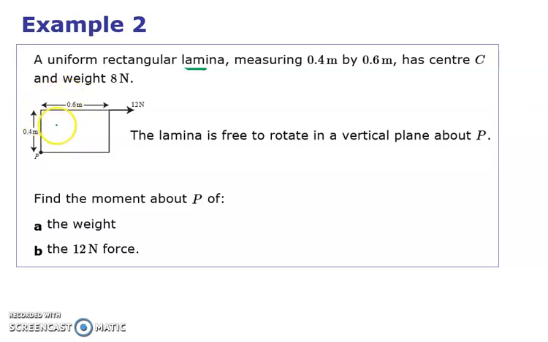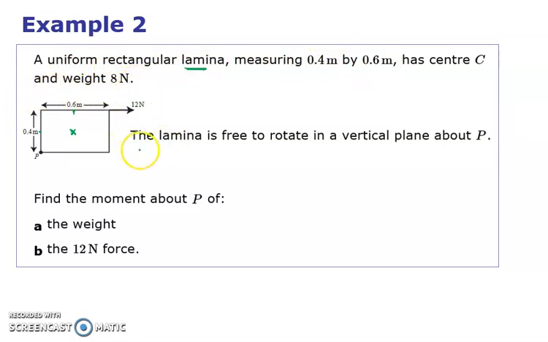Now, something you should be aware of is the lamina will have that weight 8 newtons, but it will act halfway between here, so it will act there, and it will act halfway down as well. That's the important thing, I suppose. So whenever I'm doing this, I've got to think to myself, it's halfway. That's where the center of mass is. That's where the weight will act. So a uniform rectangular lamina has center C and weight 8.